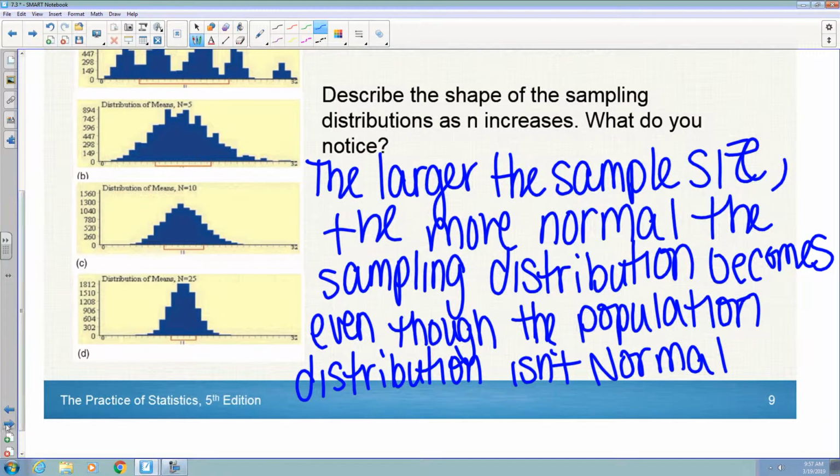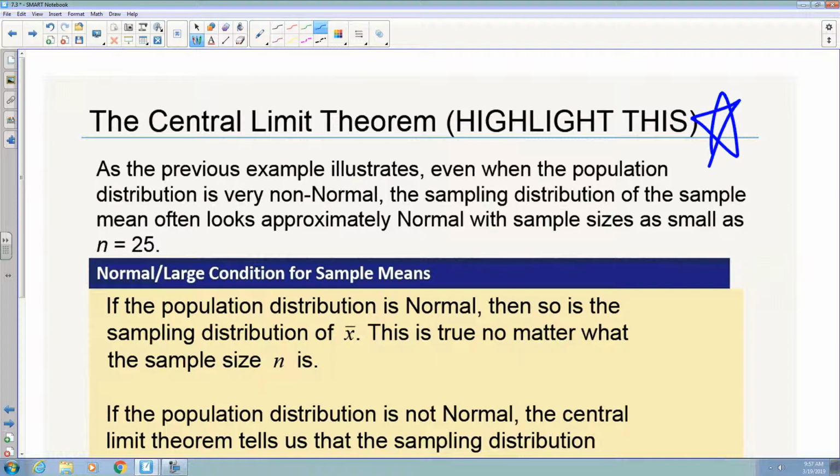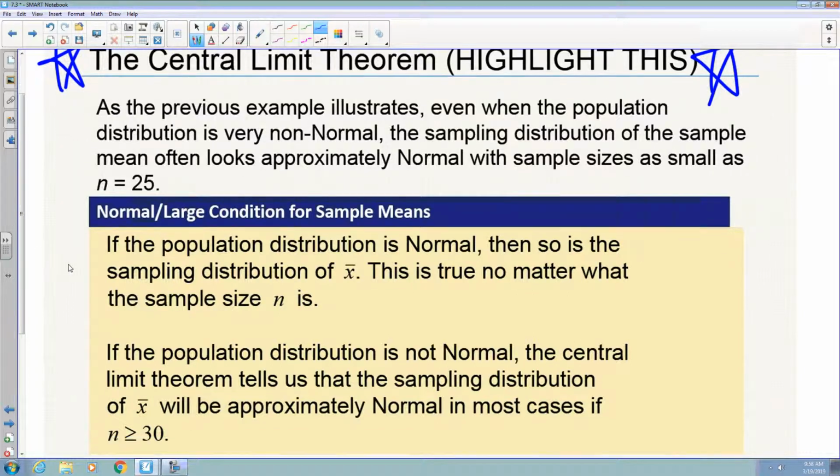Okay, so to re-emphasize the importance of the central limit theorem, this is a really big deal. Even when we start with a population distribution that is not normal, it could be really off like the last one was, the sampling distribution of the sample looks pretty normal as we get to about 25. I've mentioned before we have kind of a magic number for looking at normality, and that magic number for the sampling distribution is 30.